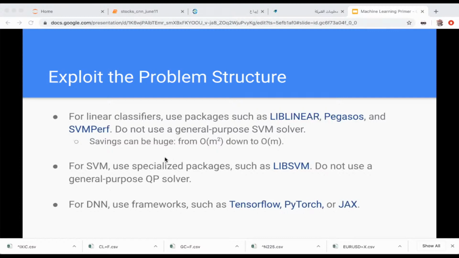For SVM, as another example, if you want to use support vector machines, there are specialized packages, such as libSVM, that you should use. Do not use the general purpose QP or quadratic programming solver. The savings can be significant. If you want to go with deep neural networks, use frameworks for deep neural networks like TensorFlow and JAX. Okay, so take the structure of the problem into account. This will save you a lot of time.